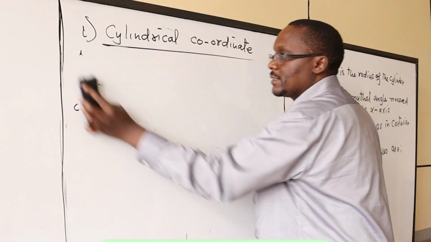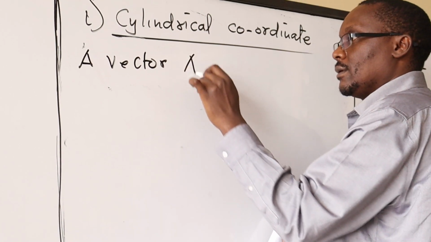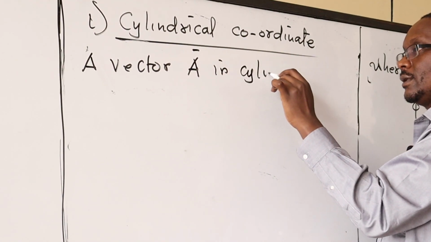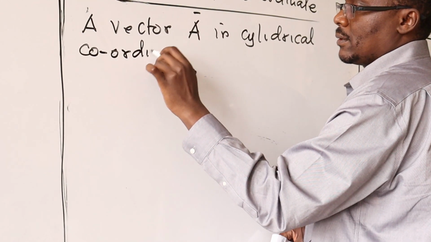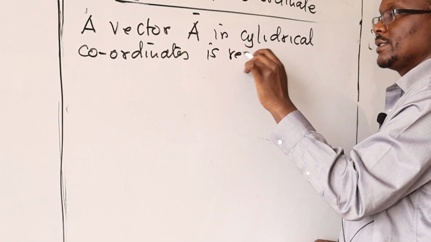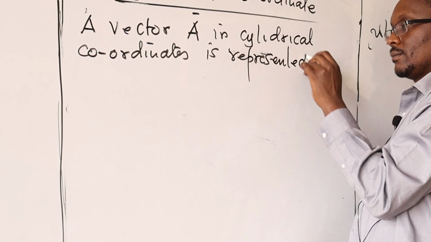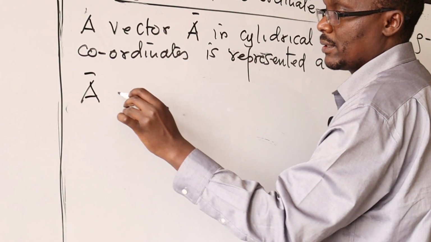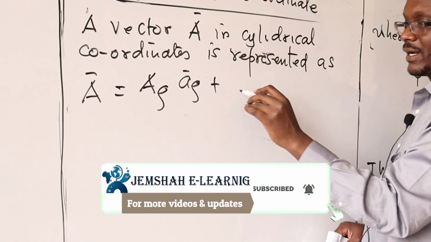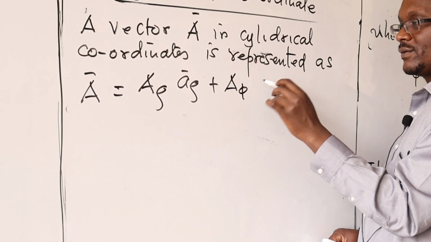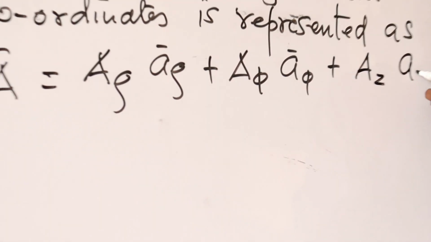system. So maybe we can say that a vector A bar in cylindrical coordinates is represented as, so you can say our A bar will be the same as, because we say the first term is a rho in the direction of a rho, plus the next term a phi in the direction of a phi, plus the next term is az in the direction of az.